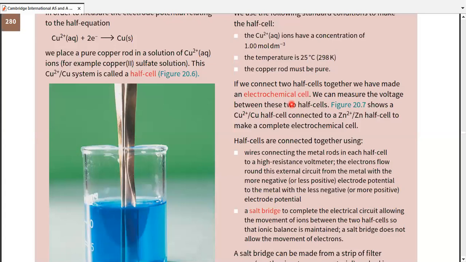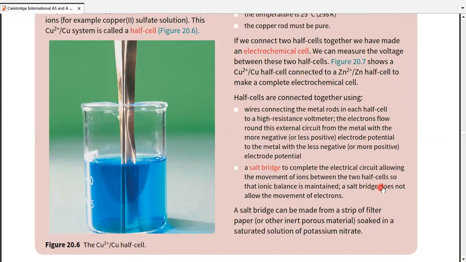This figure shows a copper ion copper half cell. The ones with the pluses or minuses are the ions, and the one written simply is the element. So no matter what the order between them, it would be said in the same way: copper ions copper, or copper copper ions half cell, whatever that is. They get connected to zinc ions zinc half cell to make a complete electrochemical cell.